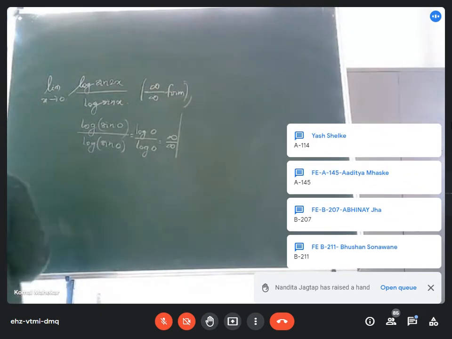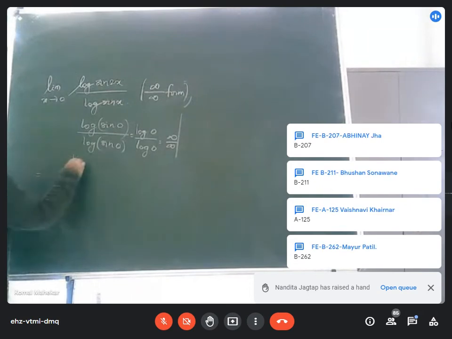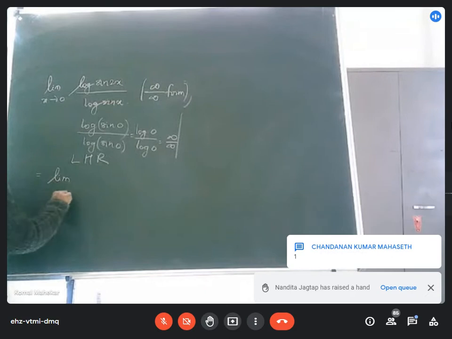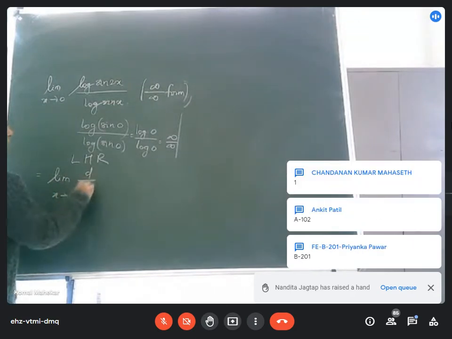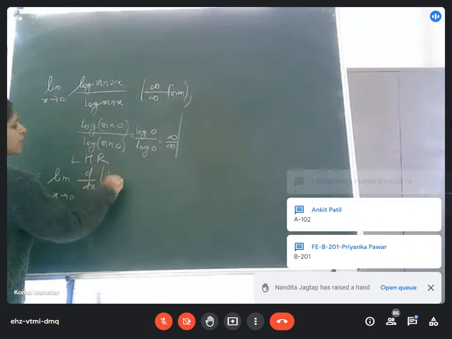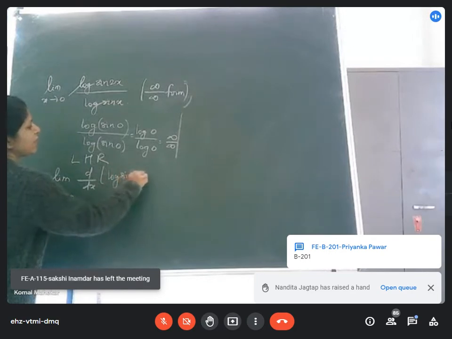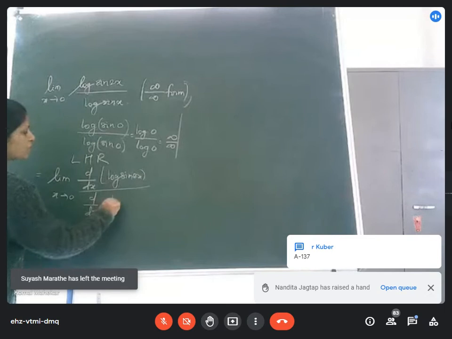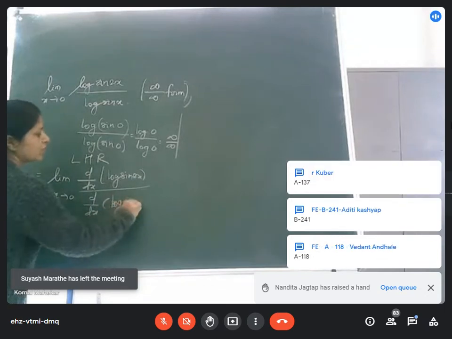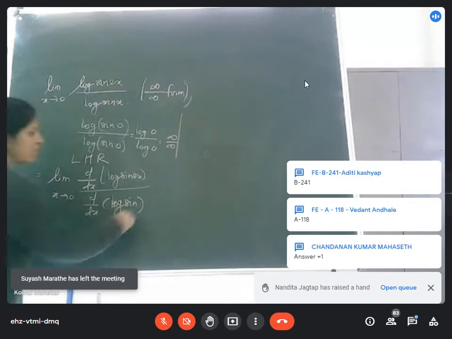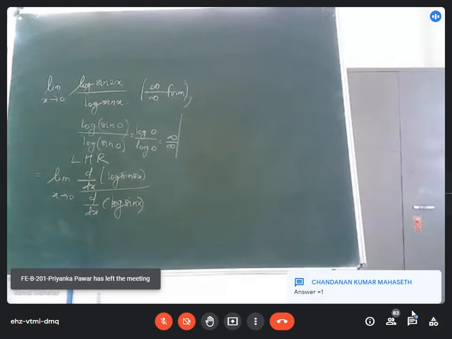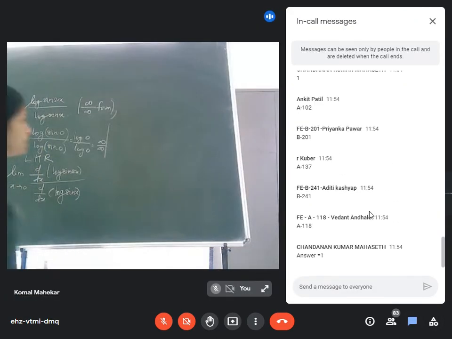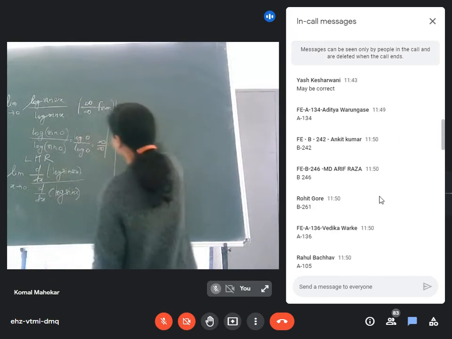If it is infinity by infinity form, we will apply L'Hospital rule, applying limit x tends to 0. Take d by dx of log of sin 2x divided by d by dx of log of sin x. Now here there are two functions of x, one is log, another is trigonometric function. The answer is 1. Yes, correct. So how do we find this?